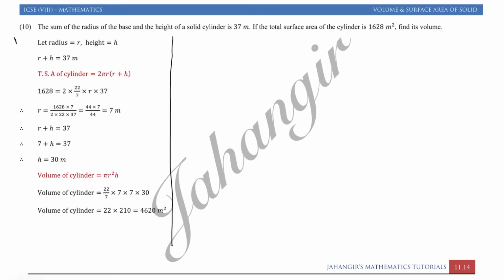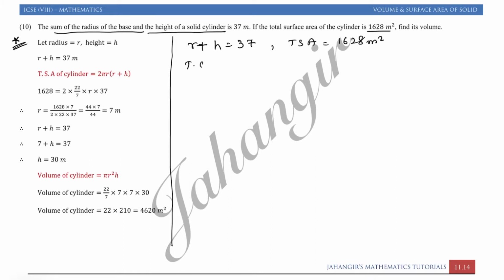Question number 10 is also an important question. The sum of radius of base and height of the cylinder is 37. So r plus h is 37 meter. If the total surface area of the cylinder, TSA, is given as 1628 meter square, you have to find volume. To find volume we need radius and height. With the given condition we can find them.